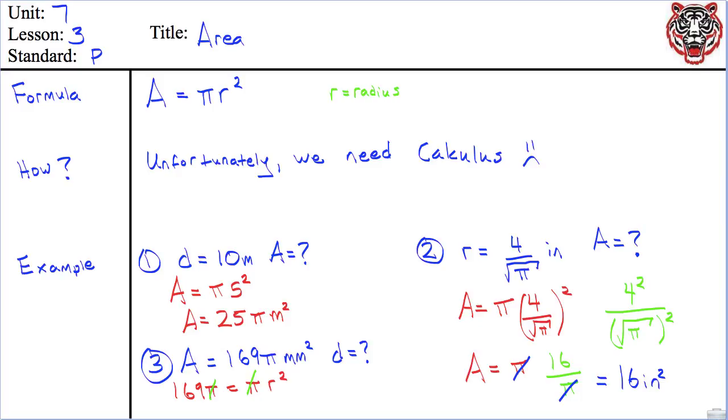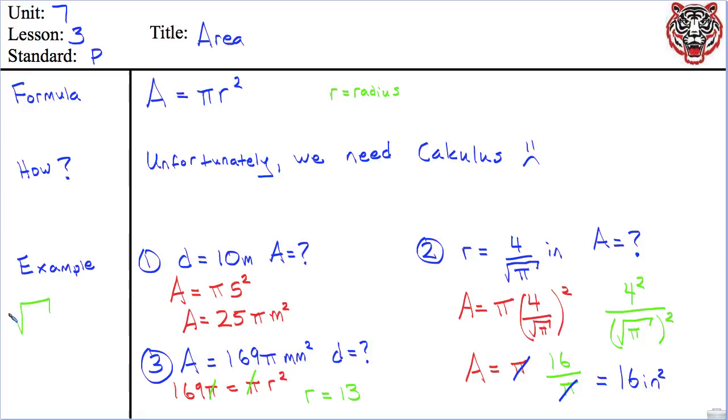So in order to solve for something with a square in it, I need to undo that square. How do I undo a square? Square root it. Square root it, perfect. Square root of 169, shout it out if you know it. 13, there it is. So r is equal to 13.